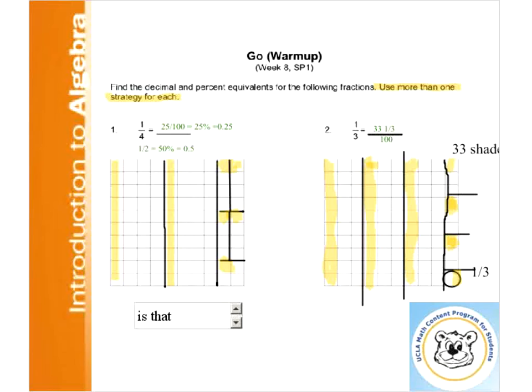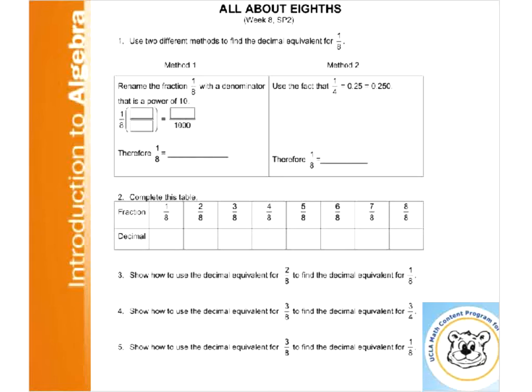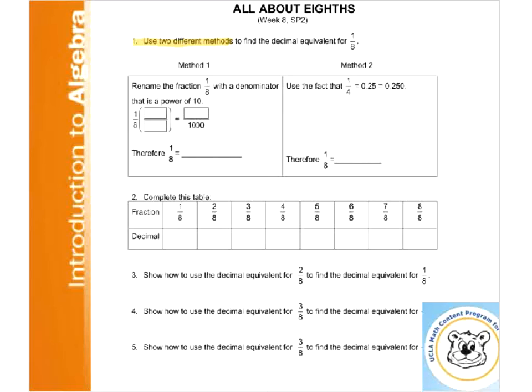Okay, so the idea here is that we want to give them some common fraction decimal conversion facts, so they know 1/4 and they know 1/3. Another fraction decimal conversion that we want the students to know is 1/8. So on SP2, we want students to think about 2 different ways to come up with the decimal equivalents for 1/8.